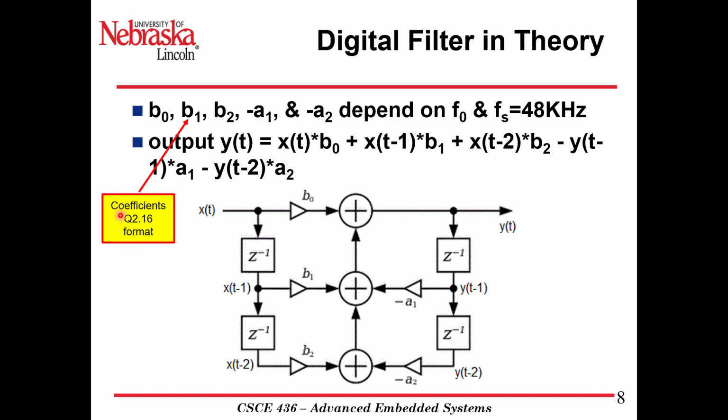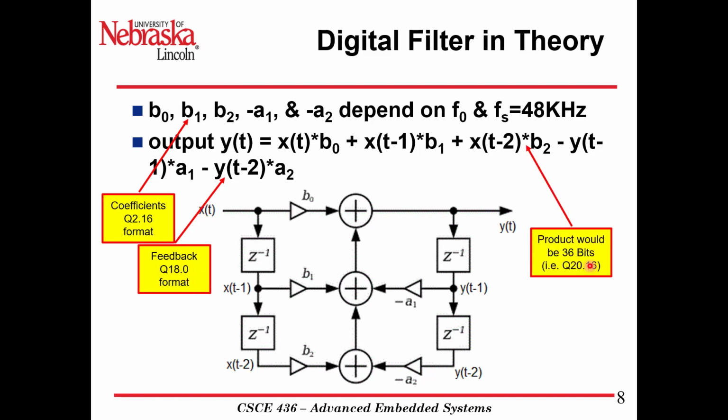If we assume, which they're not, but if we assume our coefficients are in 2.16 format and x of t and y of t, those feedback forms, are 18.0, the product would be 36 bits. A 20.16 output, we're basically adding the whole portions of that product.